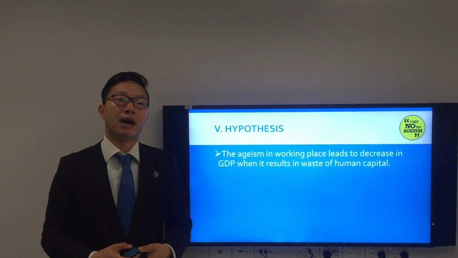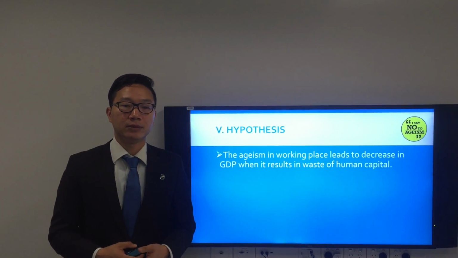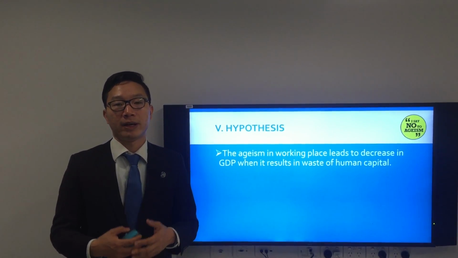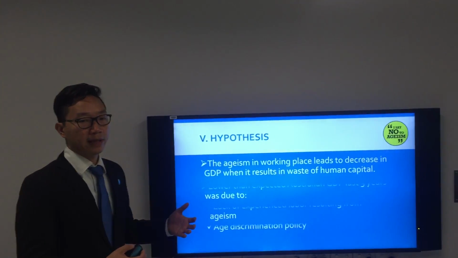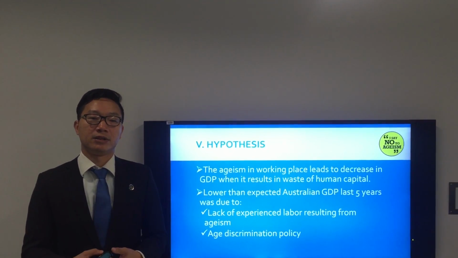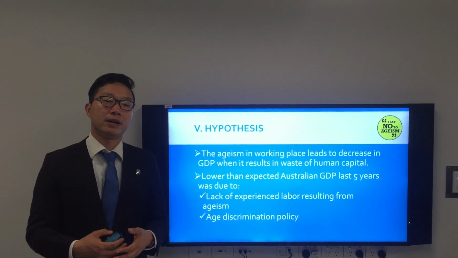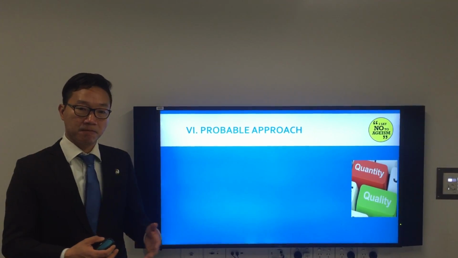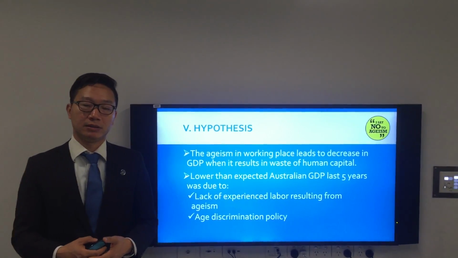Regarding the hypothesis, my hypothesis is that ageism in the workplace leads to a decrease in GDP when it results in a waste of human capital. And the second hypothesis is that lower than expected Australian GDP in the last 5 years was due to a lack of experienced labor resulting from ageism. And it's also due to age discrimination policy in Australia.